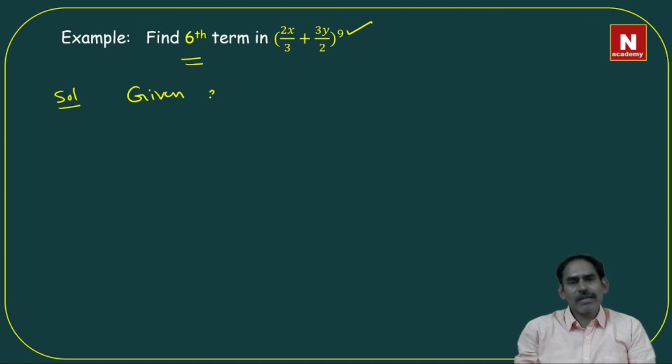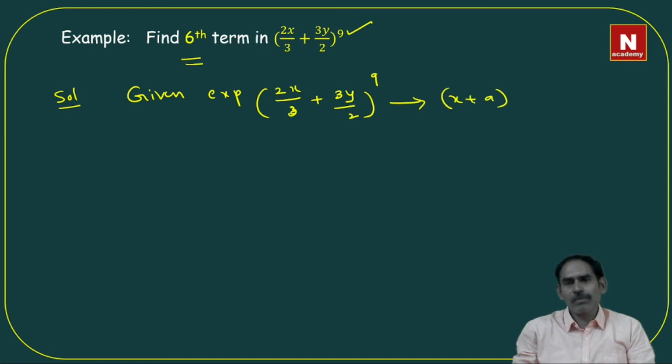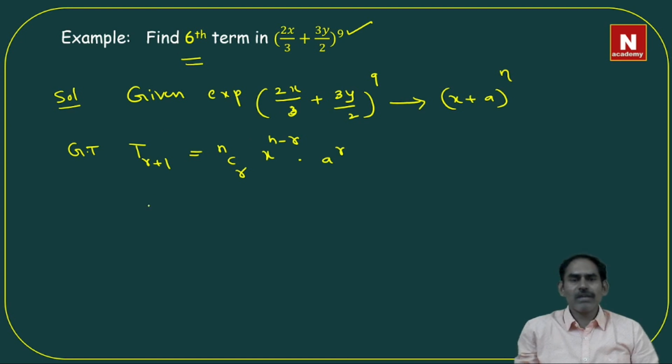Solution: given expansion (2x by 3 plus 3y by 2) whole power 9. Comparing with (x plus a) whole power n, n is 9 here. x is the first term, 2x by 3; a is the second term, 3y by 2. General term formula: T(r+1) equals nCr x power (n minus r) a power r. Here the required value is the sixth term.